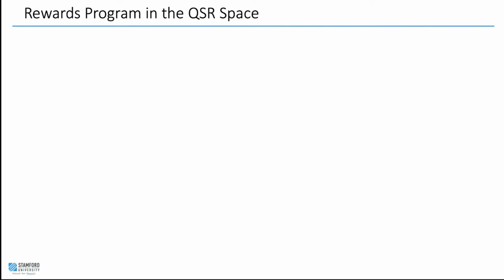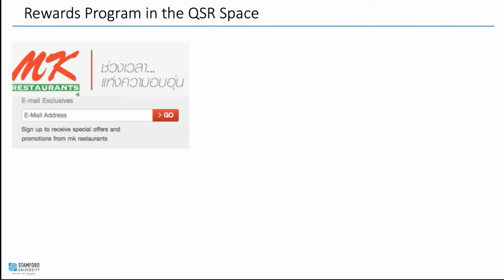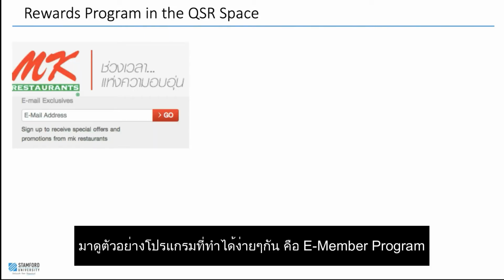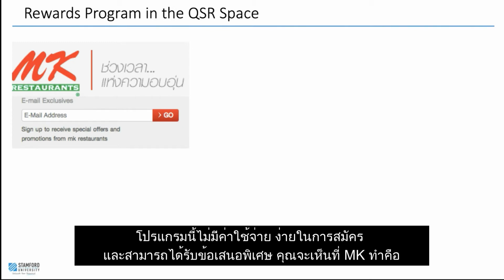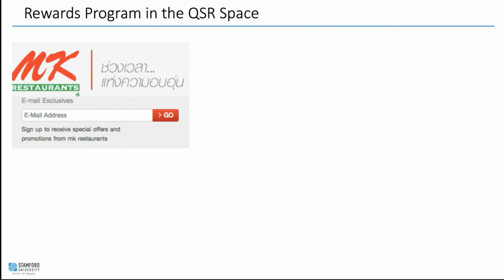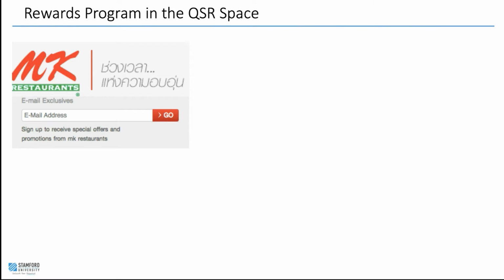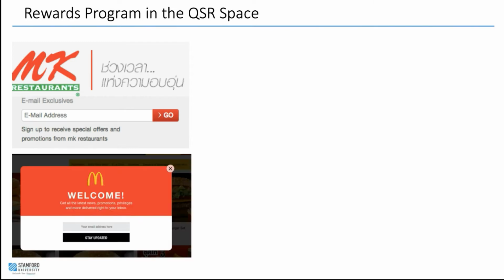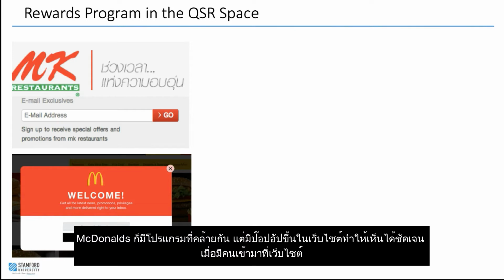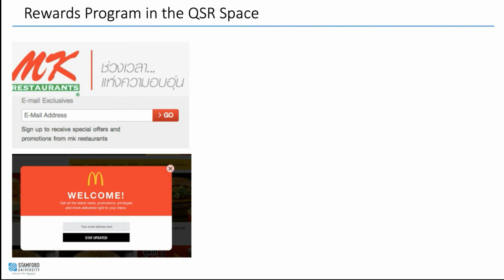All right, now let's take a look at more simple programs, what I refer to as eMember. So eMember is just a program where it's free and easy to sign up. You can get quick access to specials. You can see how MK has positioned this. Give me your email and you can receive special offers. There's no fancy program or obligation to the brand. Easy. Same thing with McDonald's. Instead, they use a pop-up on their website. So you go to their website, it'll pop up. It's more noticeable that way, but it's the same concept. Register and get some basic privilege.